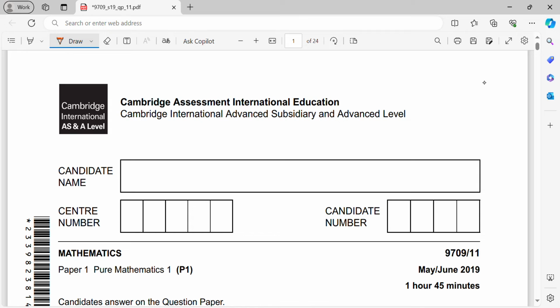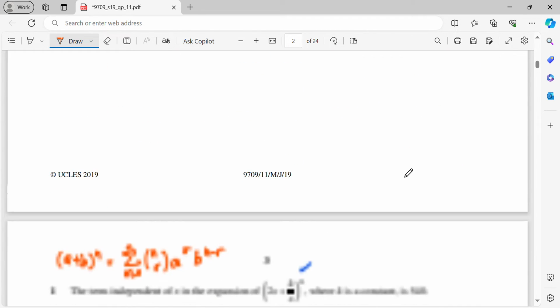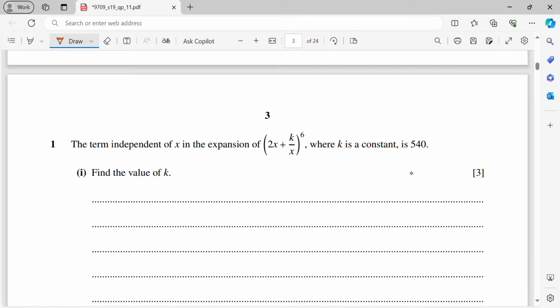This video is to discuss Cambridge International AS and A-Level Mathematics, Paper 1, which is the Pure Mathematics 1 for May-June 2019, and the code is 9709/11. So let's move on to question number 1. For question number 1, the term independent of x in this expansion, where k is a constant, is 540. First part, find the value of k.